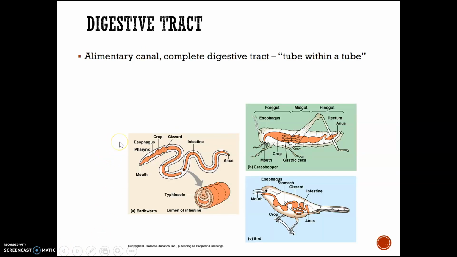More sophisticated than that is an alimentary canal, or a complete digestive tract. You can think of it as a tube within a tube. It might be more or less complex. We've got a very simple one in our annelid worm here. A little bit more complicated in our insect, and much more complicated in our bird. But in essence, it's just a tube that runs down through the middle of the organism and is responsible for digesting the food and then ejecting it out the anus.